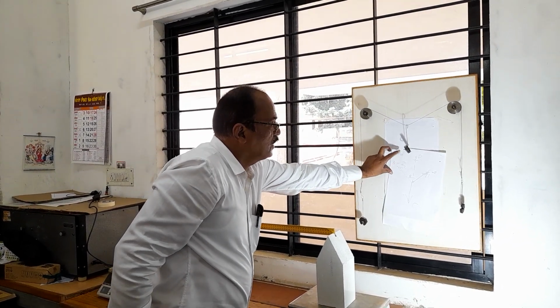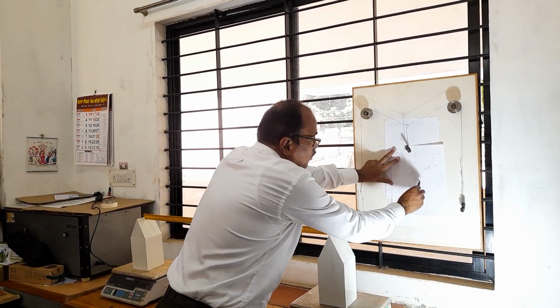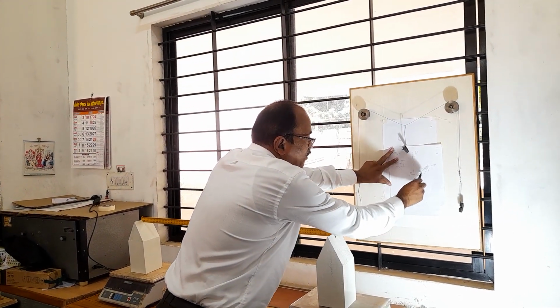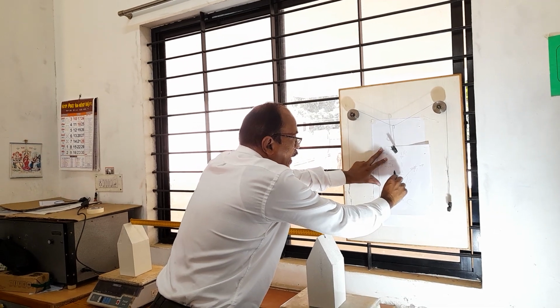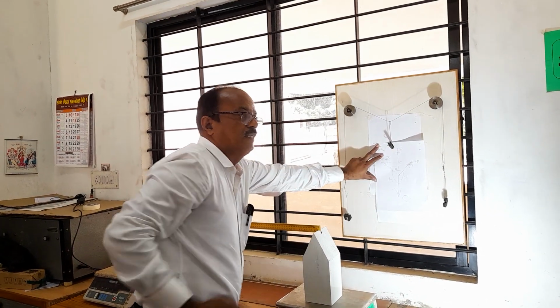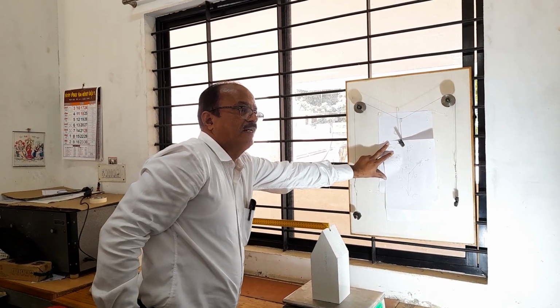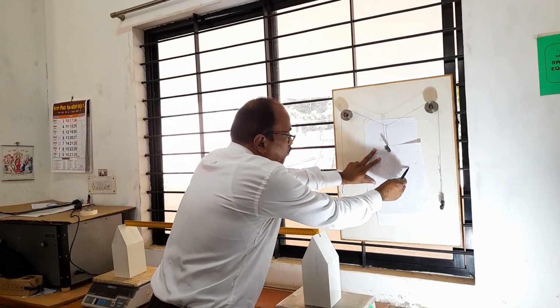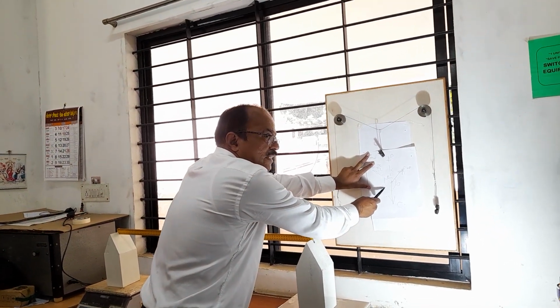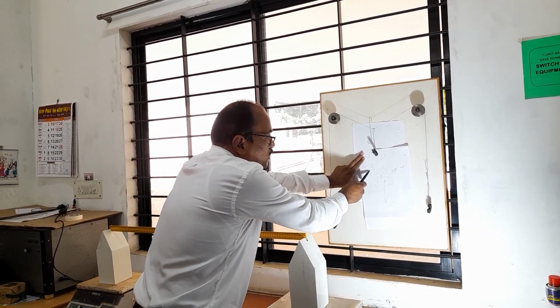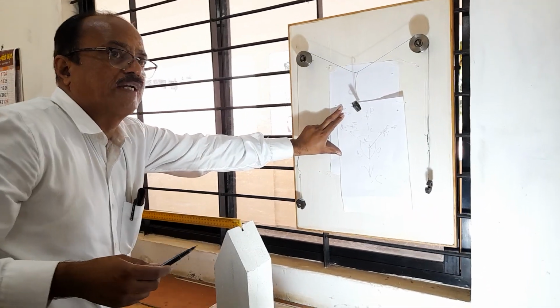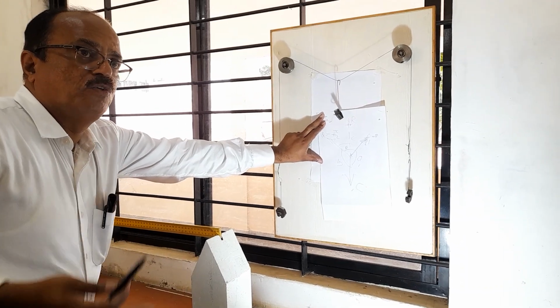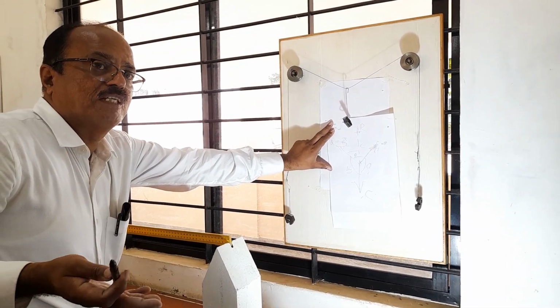Now using this, I am going to get these angles. The angle between these 2 forces is A, the angle between these 2 forces is B, and the angle between these 2 forces is C. Then according to the sine rule, force divided by the sine of the opposite angle is equal for all three forces. We are going to use that equation, Lami's theorem.